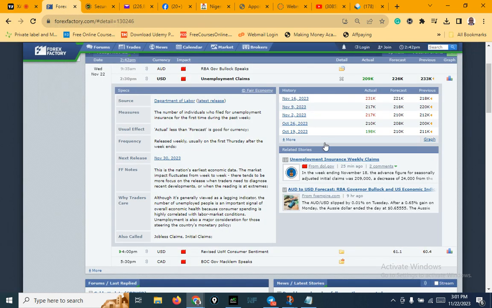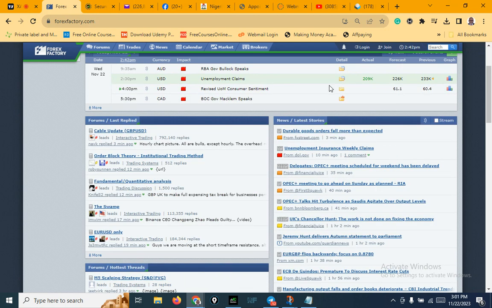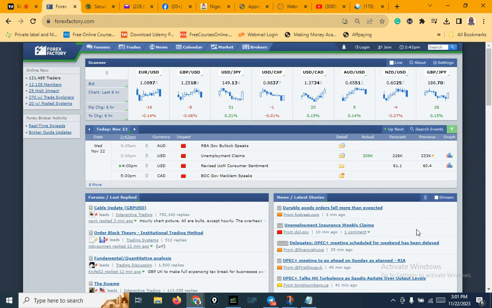So guys, that is how you use forexfactory.com to look at news items, to know how you should manage your trade when there's any high impact news that is about to be released. Now, the other news item today affecting the United States dollar is the revised UoM consumer sentiment. This is also a high impact news. How is it high impact news? Because there's a red folder. If it is red, which means the impact is high.